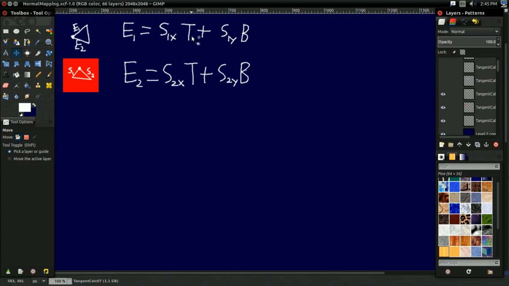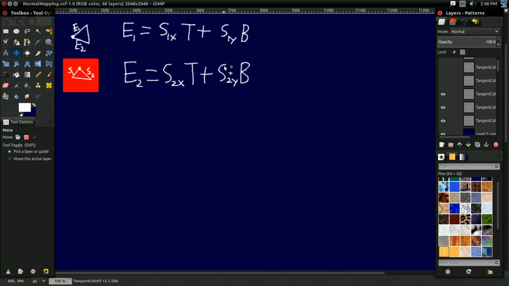We have our 3D tangent and our 3D bitangent, t and b. If we multiply t by S1's x value and the bitangent by S1's y value, that should give us edge 1. In texture coordinate space, S1 is defined relative to the tangent and the bitangent, because the tangent is equivalent to the u-axis in texture coordinate space, and the bitangent is equivalent to the v-axis, or, well, you know what I mean.